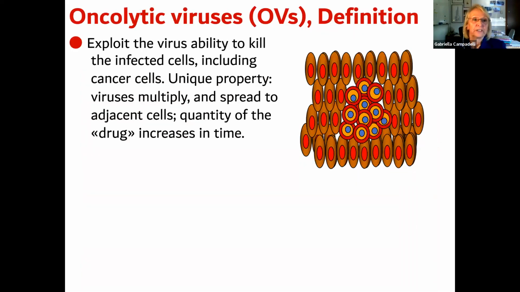So let's start with a definition. What are oncolytic viruses? Oncolytic viruses exploit the intrinsic ability of almost any virus to kill the infected cell, apart from transforming viruses. The lytic viruses bring the infected cell to death. And they, of course, bring to death also cancer cells. And the unique property of oncolytic viruses as anti-cancer agents is that the viruses multiply and spread to adjacent cells. So essentially, the quantity of the drug that we administer increases with time.